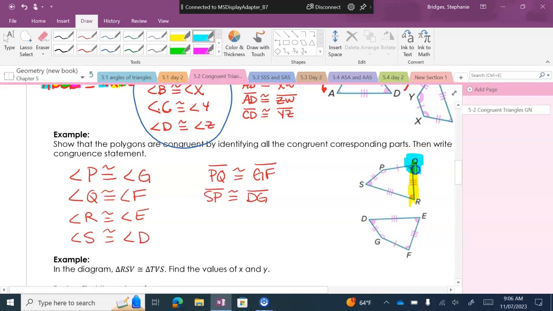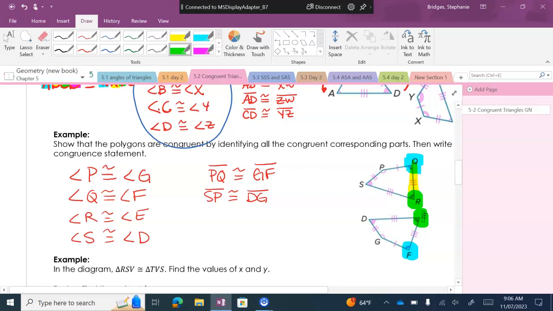How many curves does Q have? 2, okay? So that's the same thing as F down here. How many curves does R have? 3, and that's the same thing as E here, okay? So we need the side that's in between those.